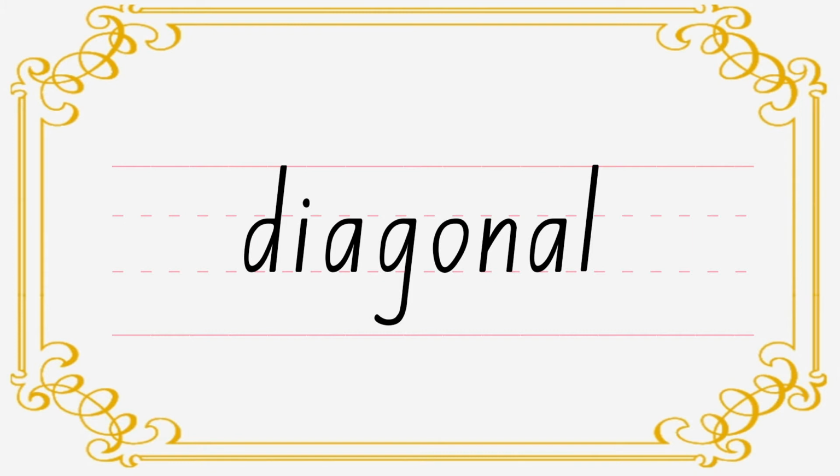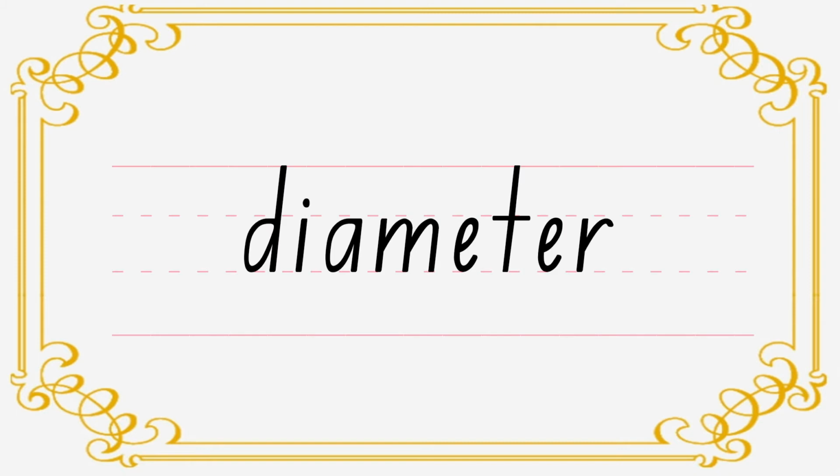Okay, so the word diagonal is made by three separate parts. First, the prefix dia, followed by gon, which means shape, and then ending with the suffix al, which makes the word an adjective. So, diagonal spells diagonal.